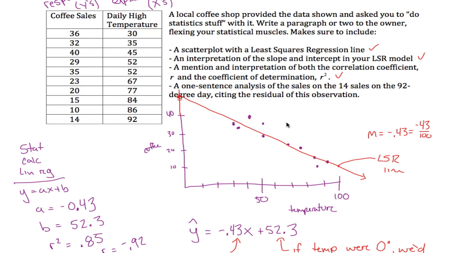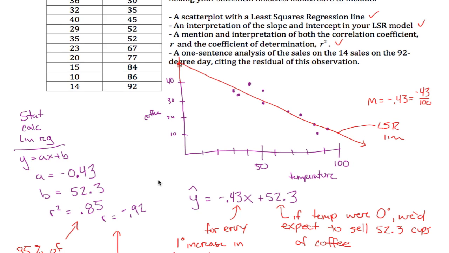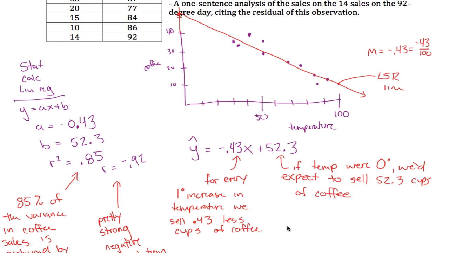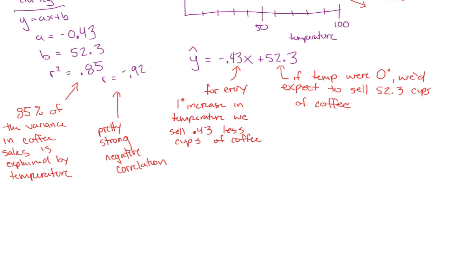And then it wants us to figure out the residual for the 14 sets, so for this observation right here. So which one? 14 and 92. So yeah, I guess this guy right there. Looks like it's right on the line, although it's probably not right on the line. We'll figure out where it is. So we can figure out residual is equal to observed minus expected.